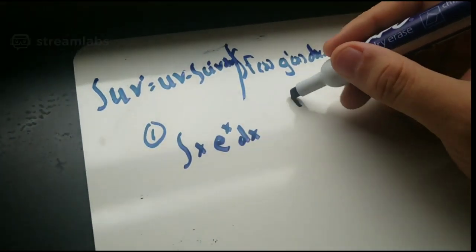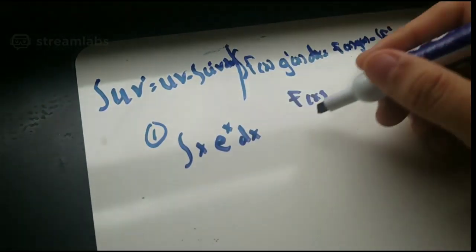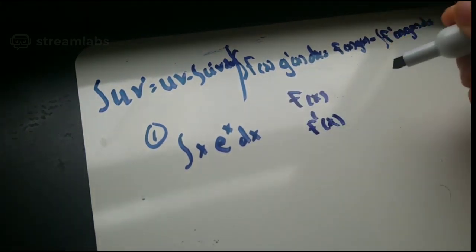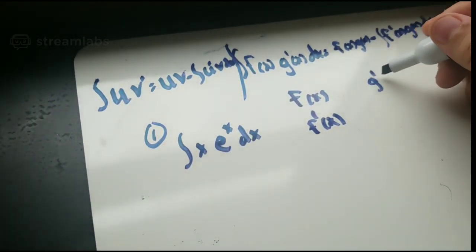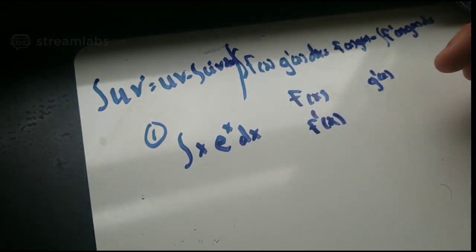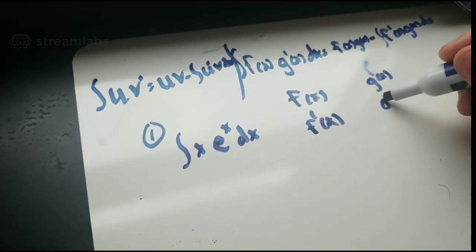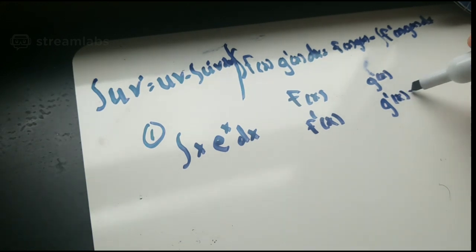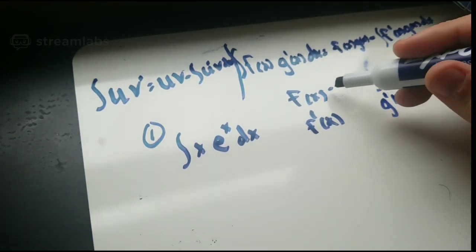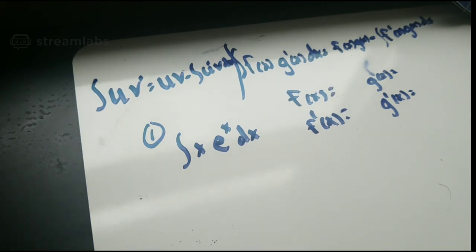Let me do it up here. You got to identify what f of x is, and then you will find f prime of x. And then you got to identify what g prime of x is. I'm going to call that g of x, and I put g prime of x here. Now, the way to select what your f of x is and your g of x is very simple: when you look at your f of x, you want something that makes your derivative get smaller, easier, simpler.